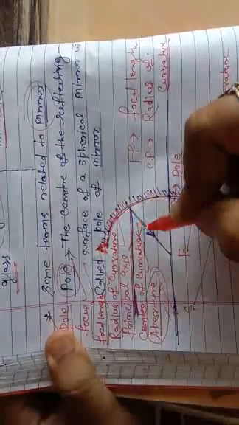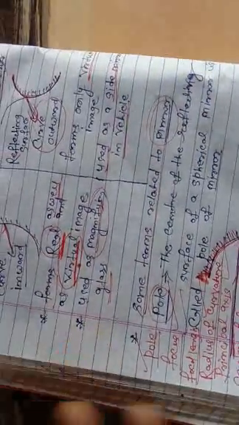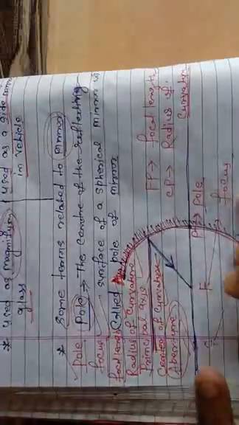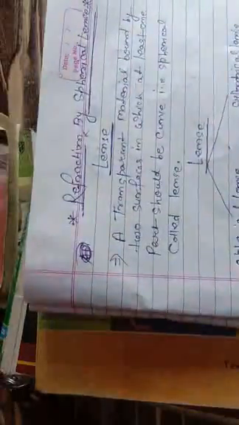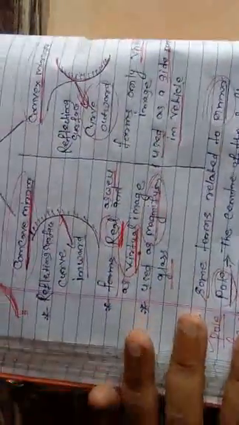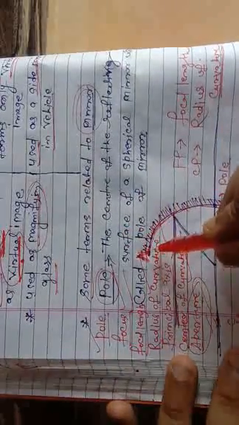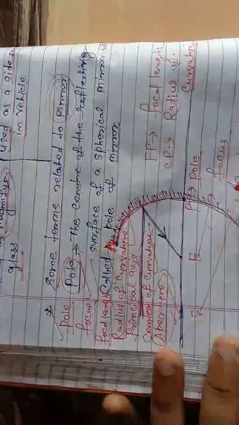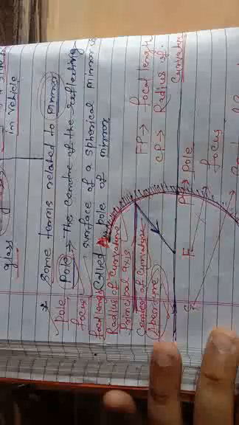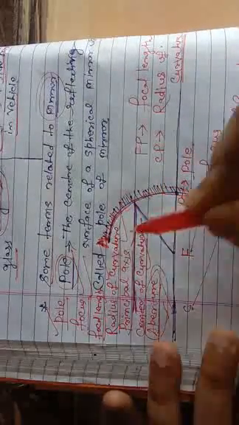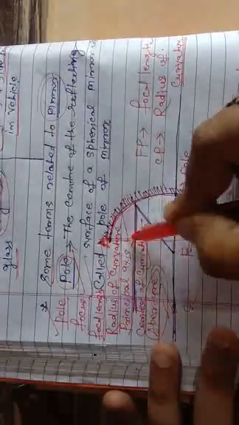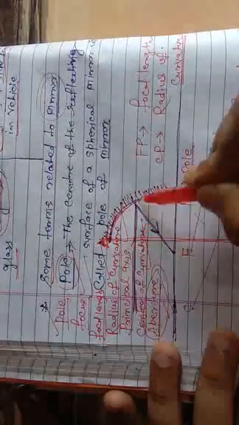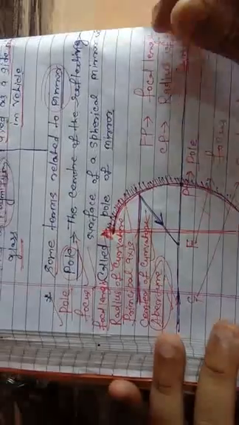While defining the aperture, the diameter of the reflecting part of the mirror is called the aperture of the mirror. That means this AB is the diameter of the spherical mirror, or we can say that this AB is the diameter of the reflecting part of the mirror, is called the aperture of the mirror.